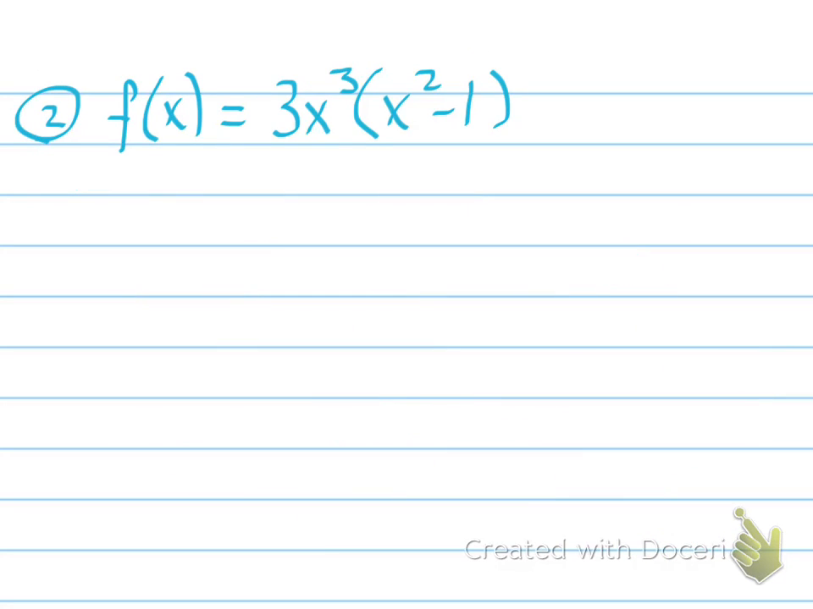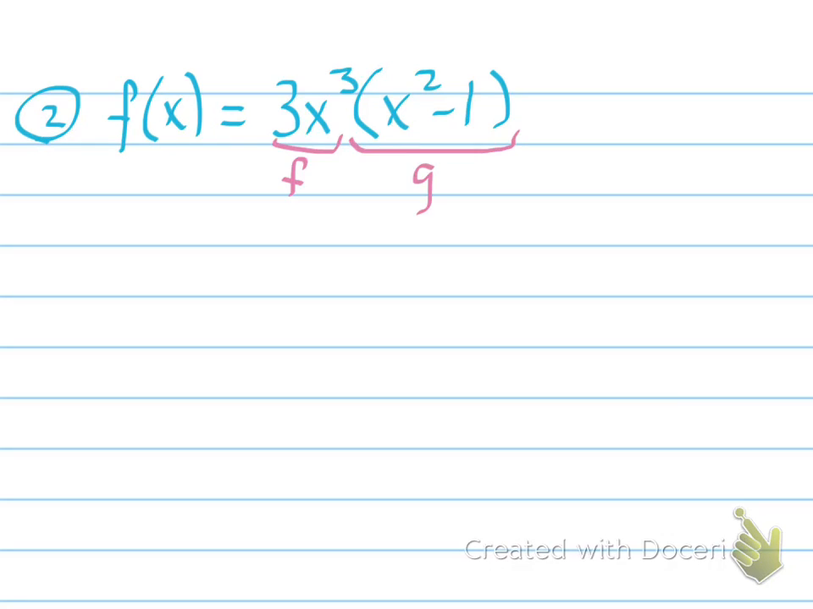Now let's differentiate the function 3x cubed times x squared minus 1. Just a note, we could do this without the product rule. If you wanted to do some algebra first, you could multiply this out, distribute the 3x cubed, and then just use power rules and sum and difference rules. But let's do this as a product rule problem.